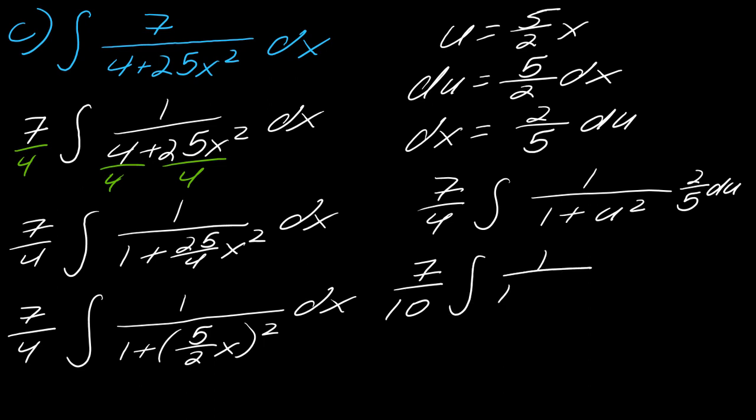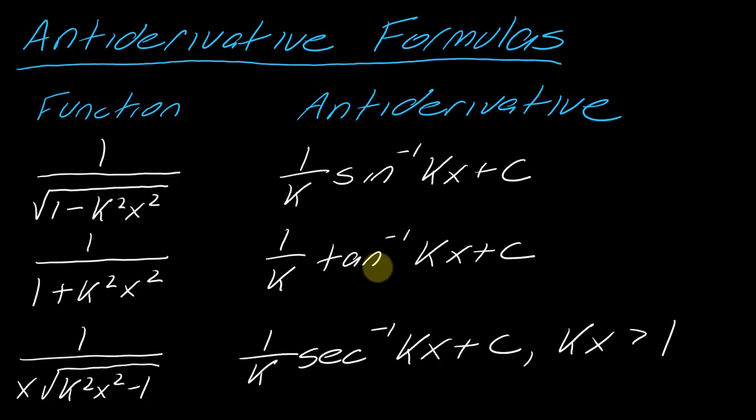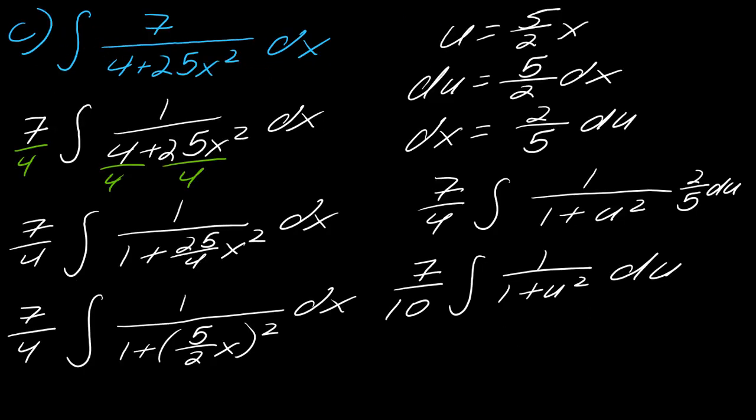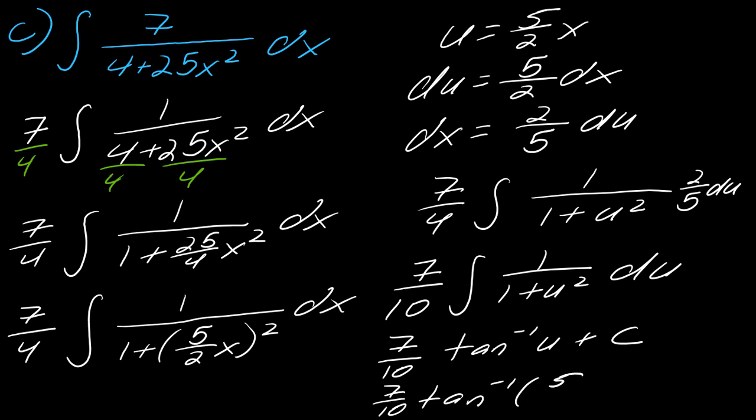And this whole integral here, that's just a cookie cutter formula, right? That's really just inverse tangent. We don't even have to think about it that much. So this becomes 7/10 inverse tangent of u plus c. Now I just have to replace this with what I originally had. So this is 7/10 inverse tangent of 5 over 2x plus c, and boom, we're good to go on that one.